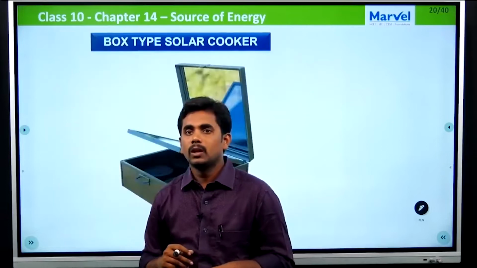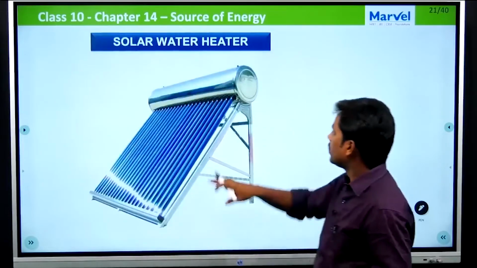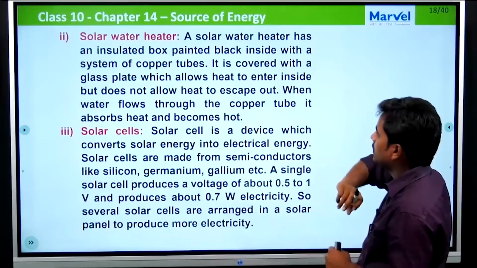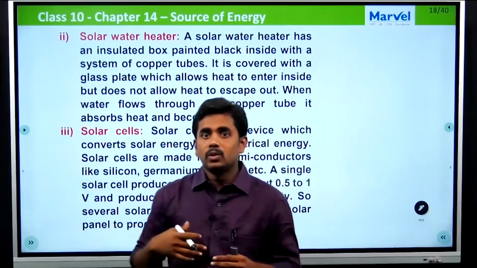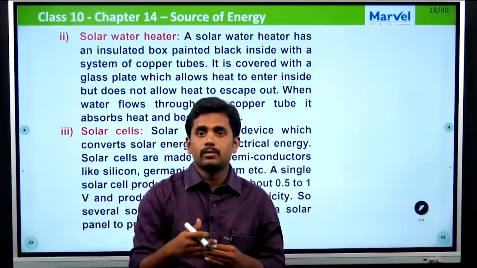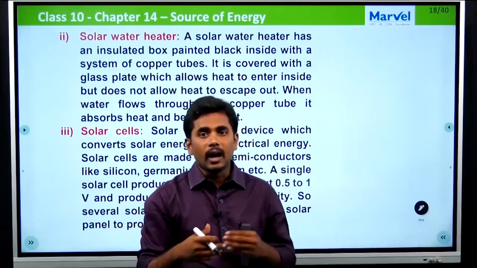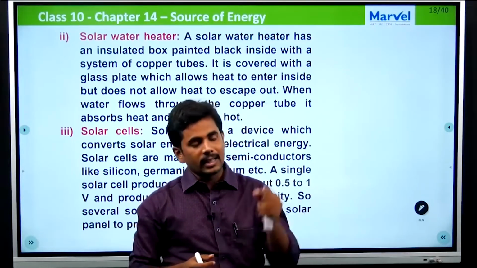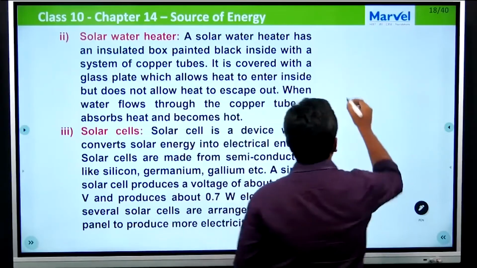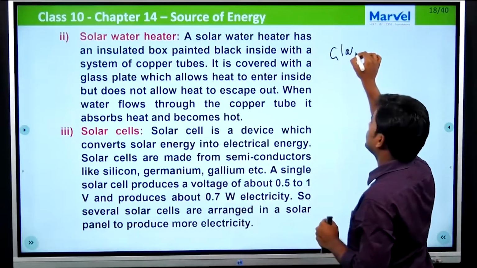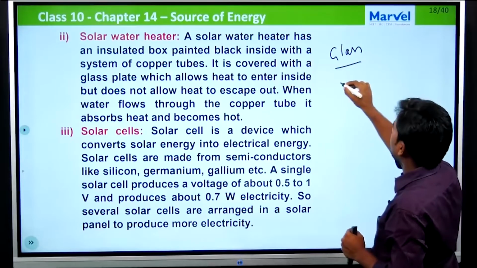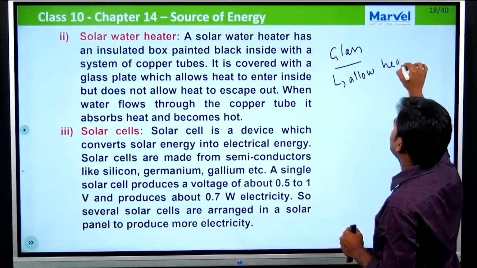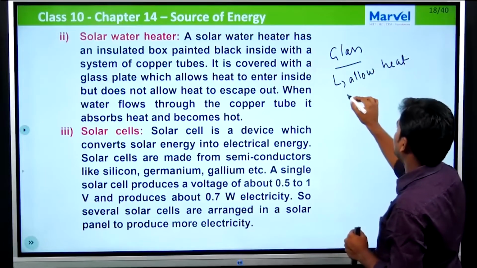You just see here, I will show you the solar water heater. It is an insulated metal box painted black inside, with a system of copper tubes, and it is covered with a glass plate. Why are they fixing the glass plate here? Because it allows heat energy to enter inside.